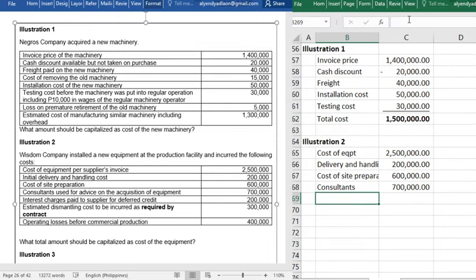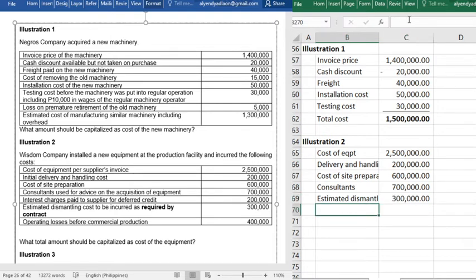Next, estimated dismantling cost to be incurred as required by contract. Now, as what I've said, if the estimated dismantling or removing cost is a present obligation of the entity, then that will be included. Since it is required by contract, that only means that there is already a present obligation to have it removed in the future. Okay? So, we have estimated dismantling cost of 300,000 pesos.